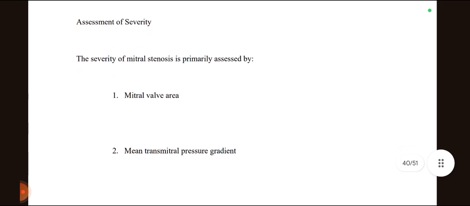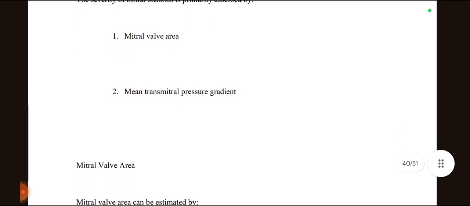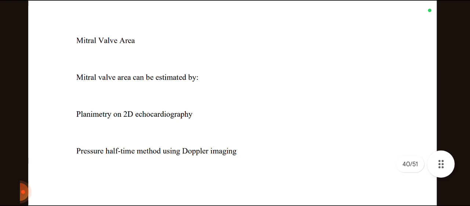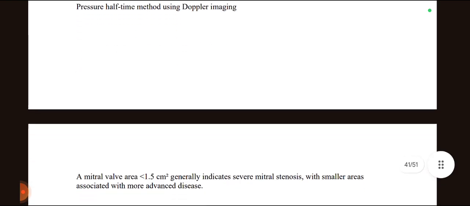Now severity. So the assessment of severity is primarily by mitral valve area and again the mean transmitral pressure gradient. Likewise we were doing for the other valves. So mitral valve area can be estimated by planimetry on 2D echocardiography and pressure half time method using Doppler imaging.